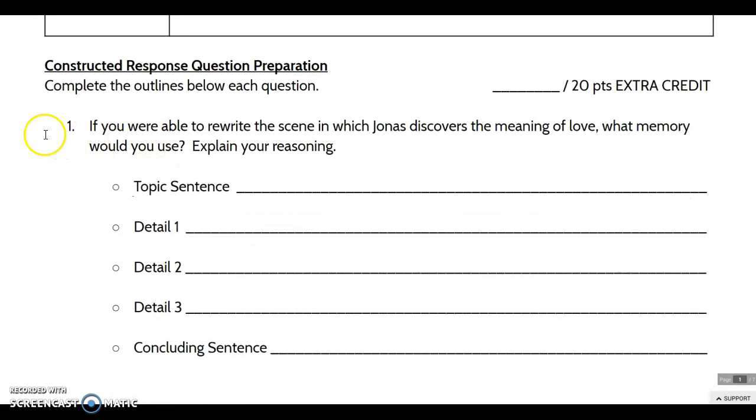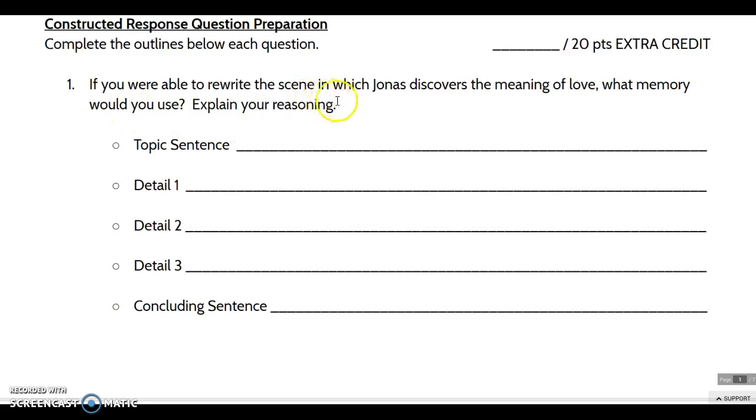The next section of this is constructed response question preparation. This is worth 20 points of extra credit. The directions tell you to complete the outlines below each question. The questions are: if you were able to rewrite the scene in which Jonas discovers the meaning of love, what memory would you use? Explain your reasoning.